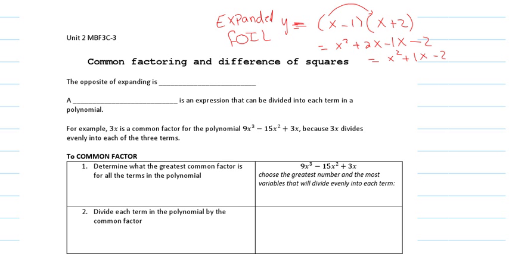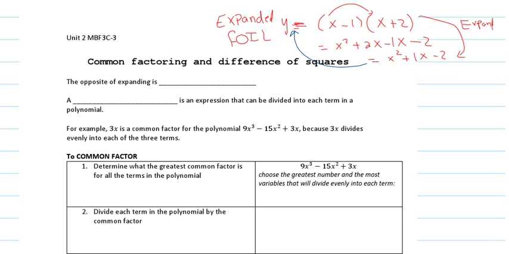Now today, we're going to learn how to go backward. We're going to learn how to go from the expanded form to the factored form. So we go from the standard form to the factored form, and we call that process factoring. So it's called factoring or factor.